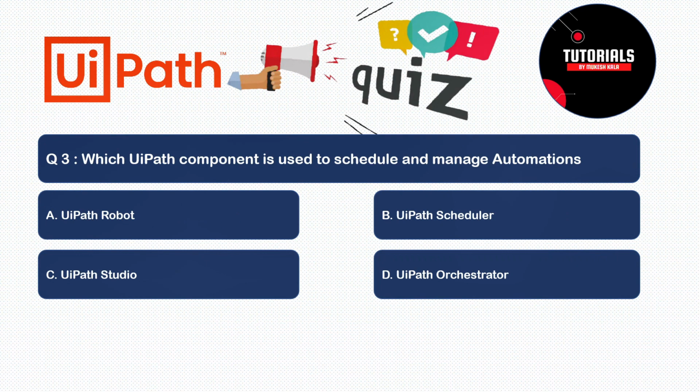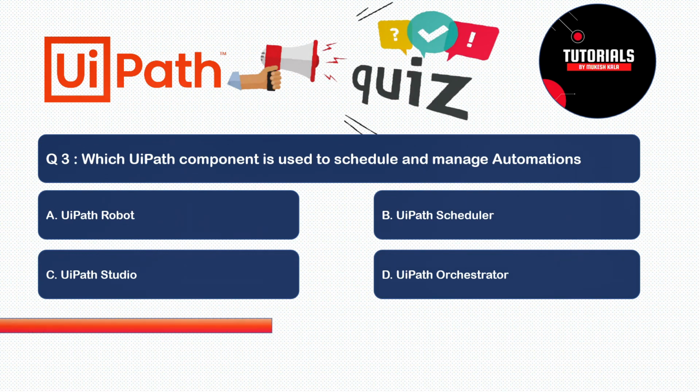Here comes question number 3. Which UiPath component is used to schedule and manage the automation? So once I have done the automation, how would I schedule or how would I manage it? Am I going to use option A, UiPath Robot, option B, UiPath Scheduler, option C, UiPath Studio, or option D, UiPath Orchestrator? Which is the component which is going to be used to schedule and manage the automation? And your time starts now.